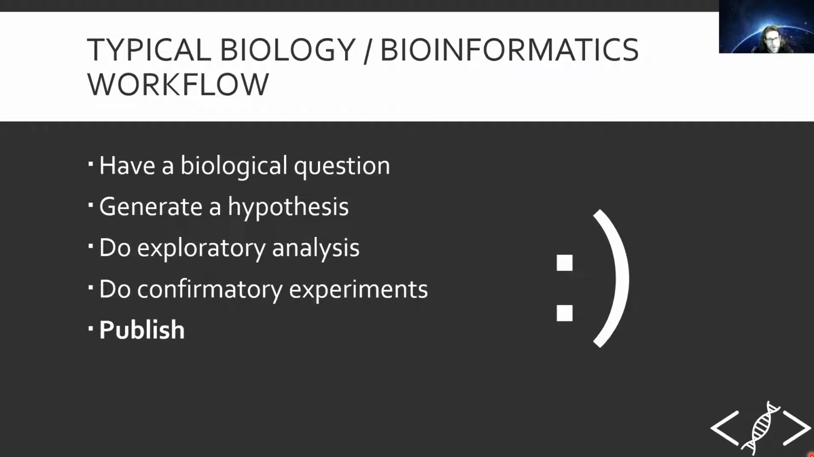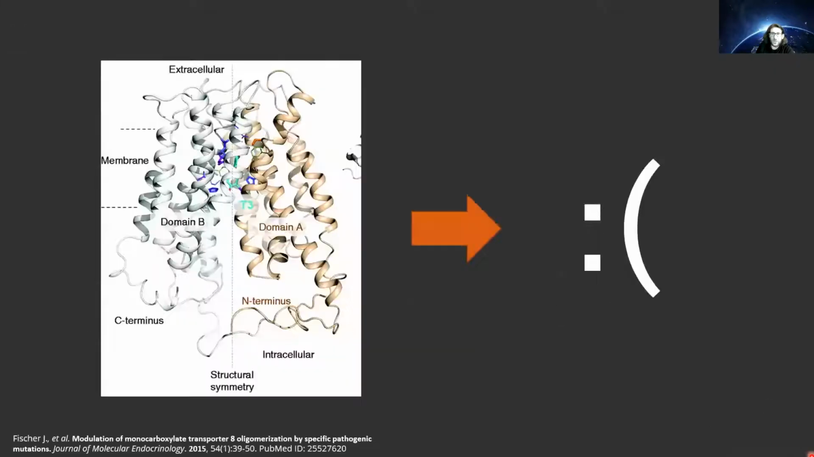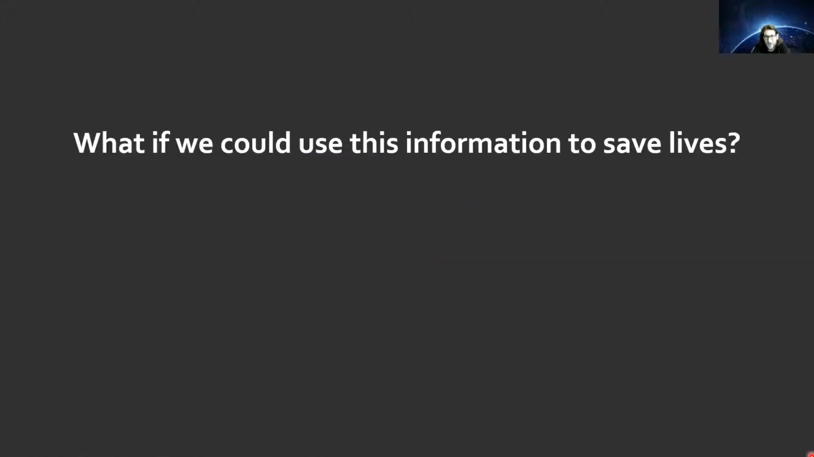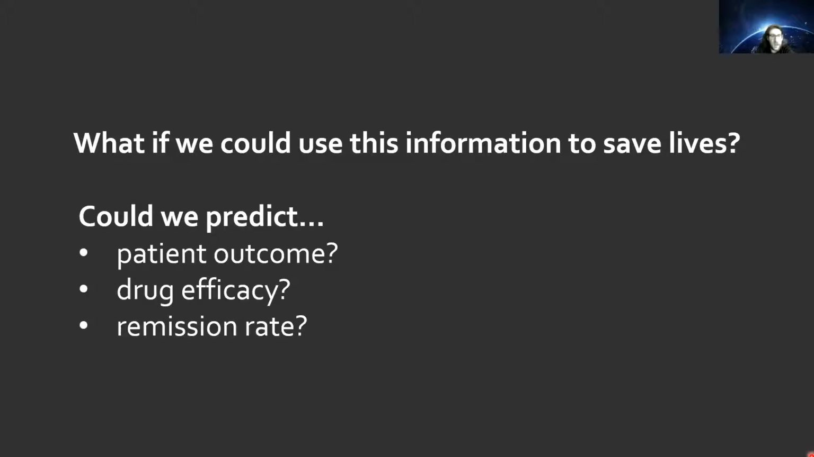But if we think about it in another way that's not typical for a biomedical researcher to think about things in, we could say that, well, we now know there's this relationship between SLC16A2 and breast cancer progression. And what if we could actually use that information clinically? What if we could use that to save lives? What if we could use this knowledge to predict things such as patient outcome or drug efficacy or remission rate? There's a lot of good that we could potentially do for a lot of patients.